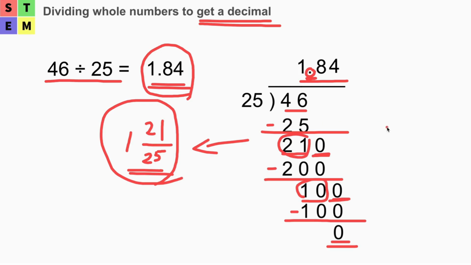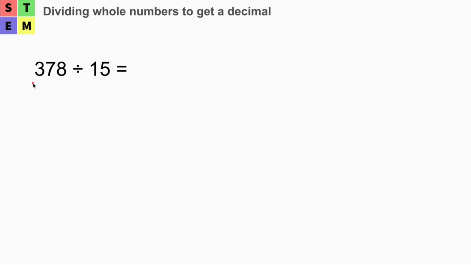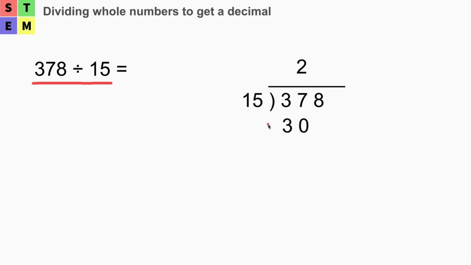Let's take a look at another example. This time we have 378 divided by 15. What we are going to do is quite similar. First, let's find out how many 15s are there in 37. We've got 2. So 2 times 15 equals 30. Let's do the subtraction here, and we'll have 7, and we bring down 8 here, right? Again, how many 15s are there in 78? We'll have 5, and that's 75. We do a subtraction, and we end up with 3 here.